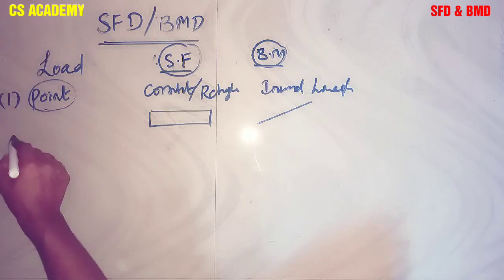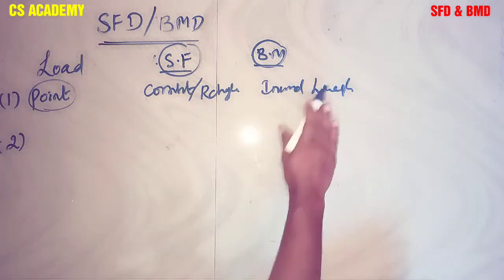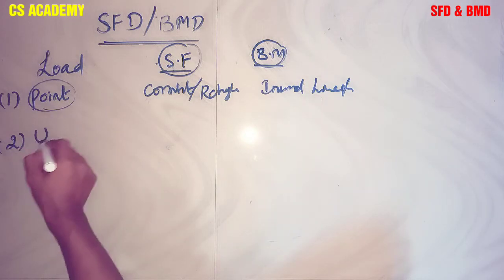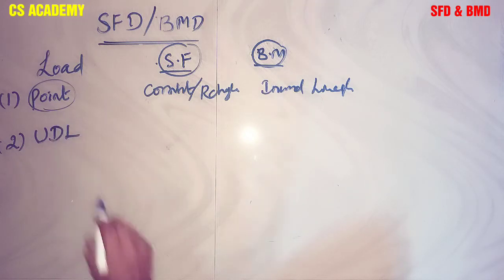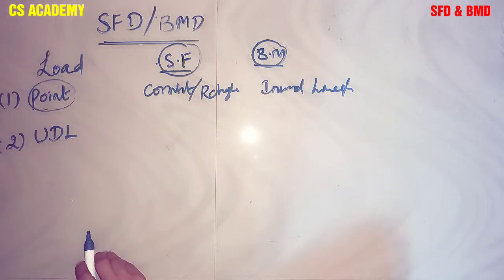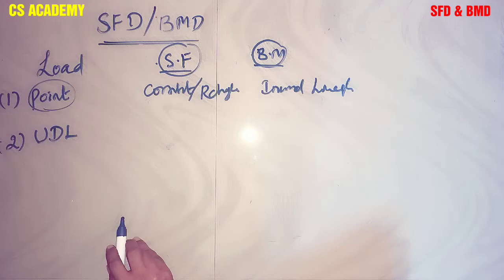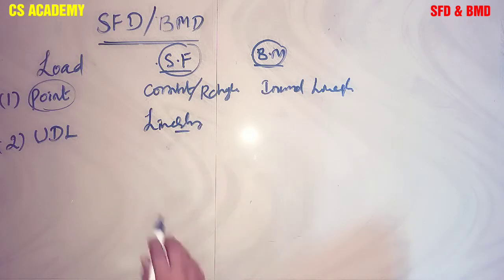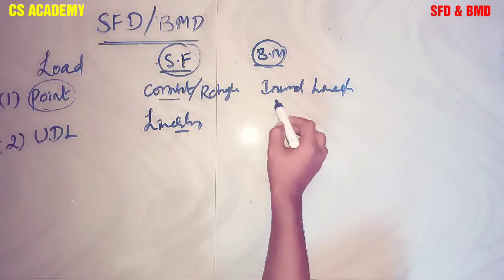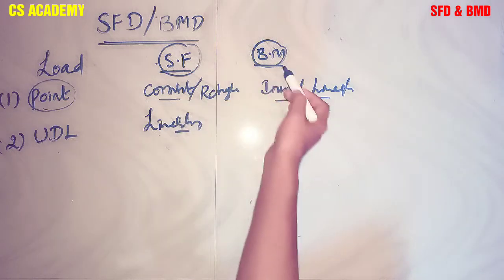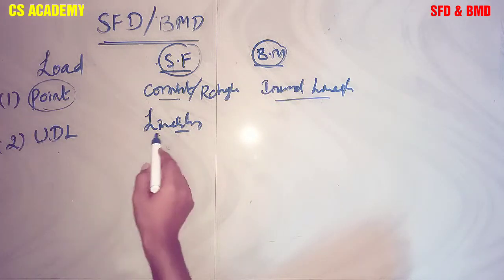The second load, listen carefully, these are very important techniques to draw the shear force and bending moment diagram. The second load is the uniformly distributed load, which we call UDL. For this UDL, the shear force diagram is linearly varying. The point load's shear force is constant, while for the UDL the shear force diagram is similar to the bending moment diagram of the point load. This is linearly varying.